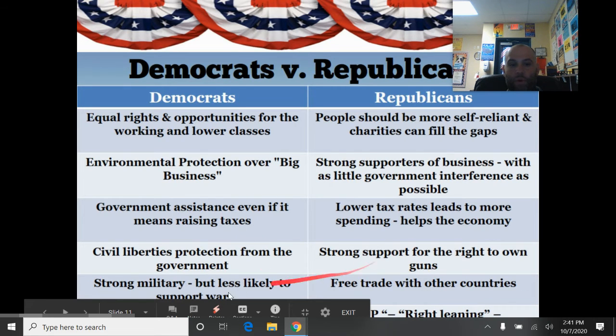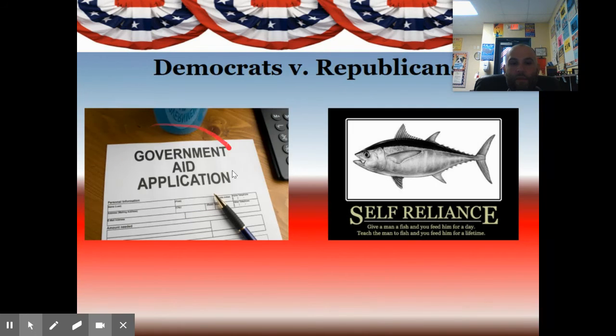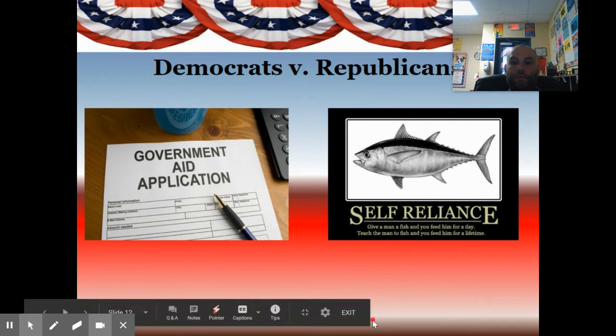So those are some core beliefs explained as well. This is kind of a picture that represents Democrat government aid application, meaning having government programs to help people in need. And then Republican self-reliance, the story from the Bible that you shouldn't give someone a fish, but teach them to fish, and then they can provide food for themselves, that people can do things for themselves.